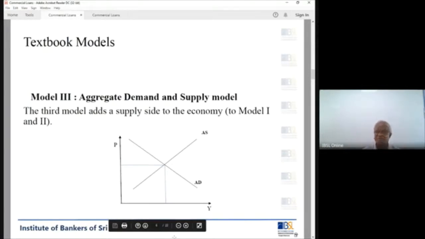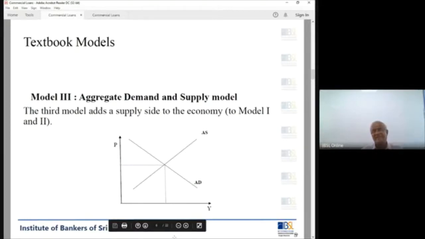In microeconomics, perfect competition is one model, monopoly is another model, oligopoly is another model, then demand and supply is another model, and consumer behavior with the indifference curve is another model, like that. These are macro models. Aggregate demand and aggregate supply. Aggregate demand is the demand of the whole economy. When you say aggregate demand, the y-axis is total output, GDP.